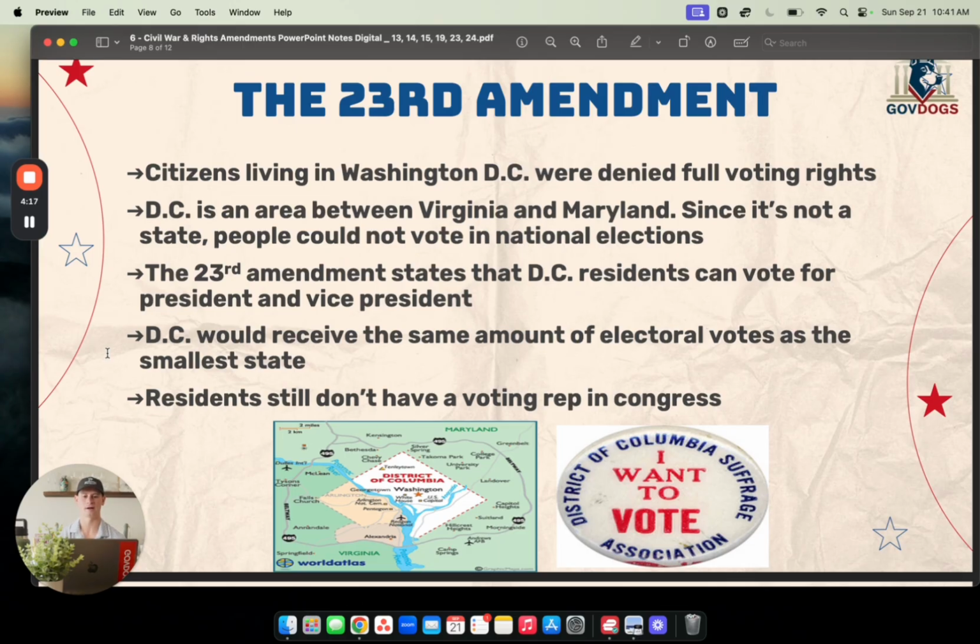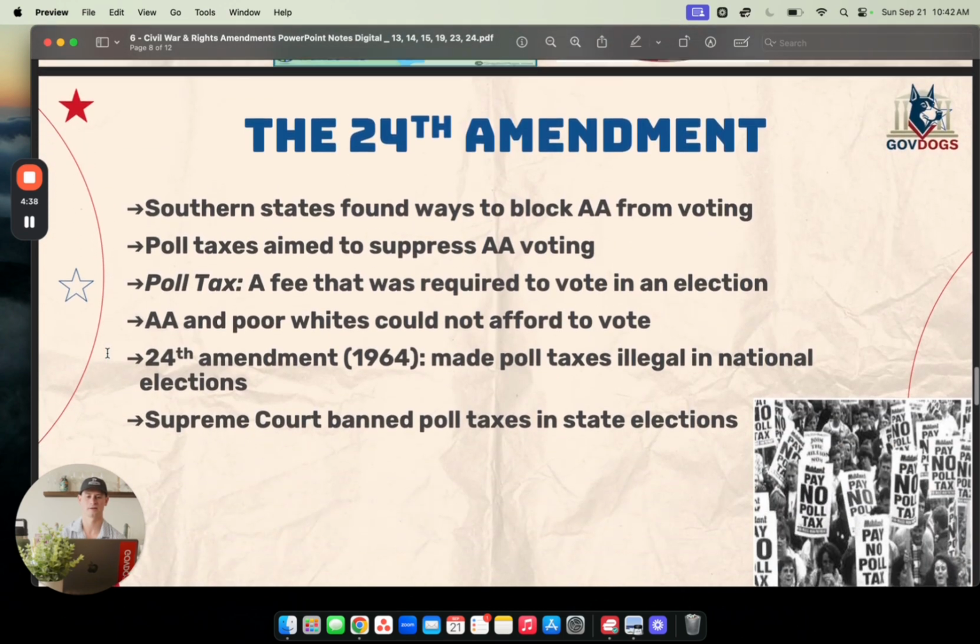The 23rd Amendment allows residents in D.C. to vote for president and vice president. They would receive the same amount of electoral votes as the smallest state, so they would receive 3. And residents still don't have a voting representative in Congress. So all the 23rd does is allow residents of Washington, D.C. to vote for president and vice president.